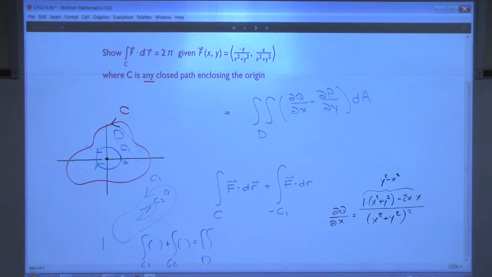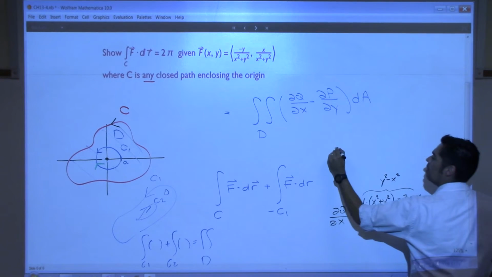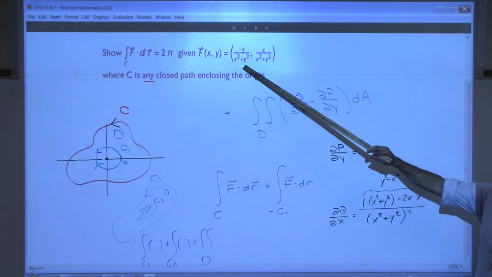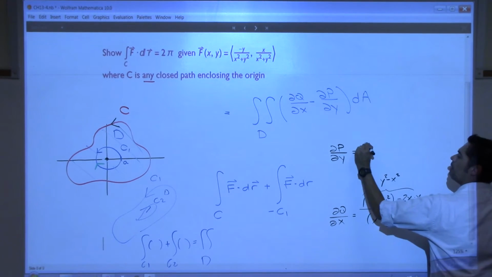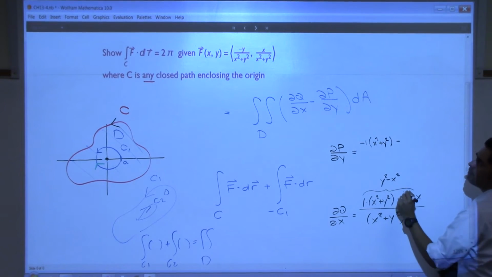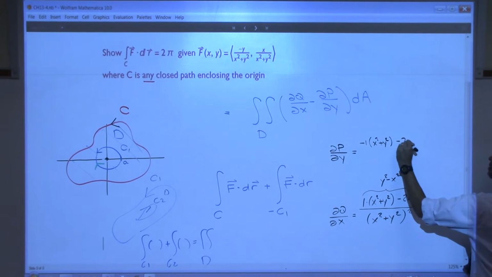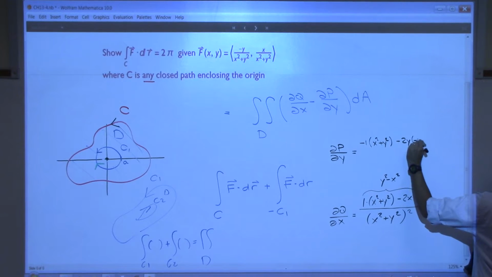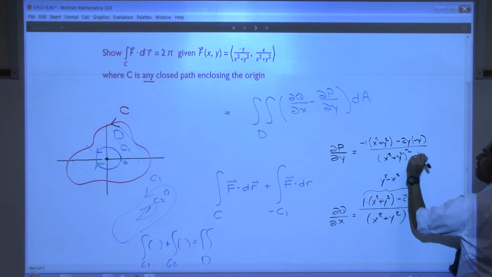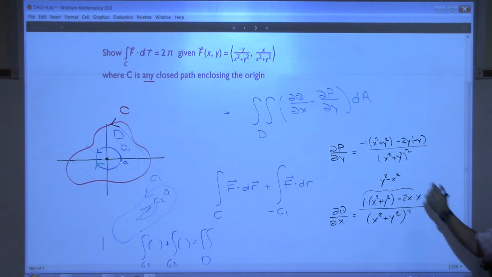Minus, what's the partial of P with respect to y? I'll do that here. So derivative of the top, negative 1 times the bottom, x squared plus y squared, minus derivative of the bottom with respect to y, 2y times the top, negative y, over the bottom squared. And what does that top one turn into? y squared minus x squared again.